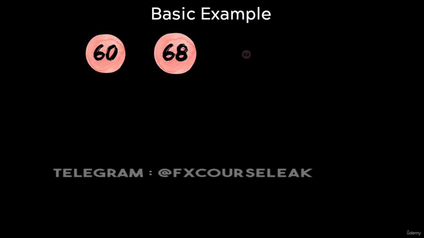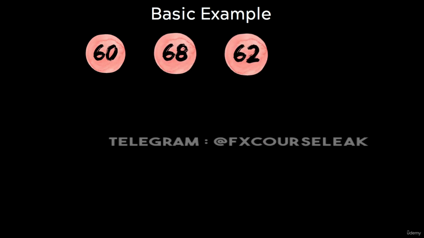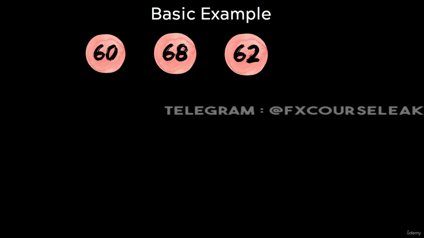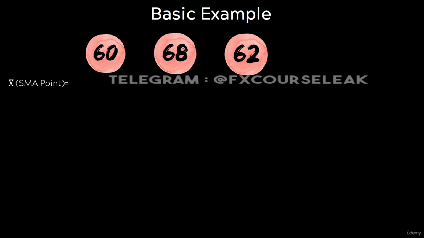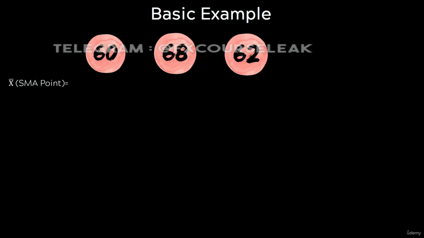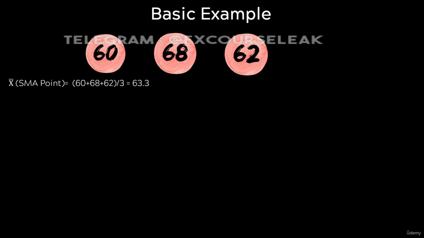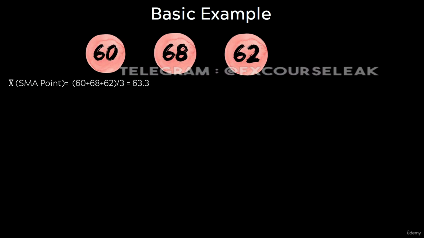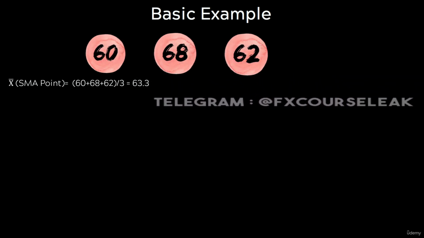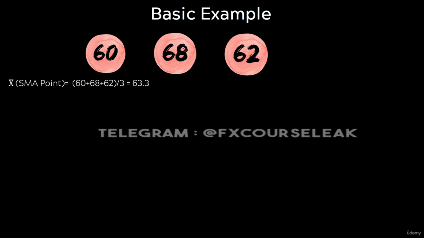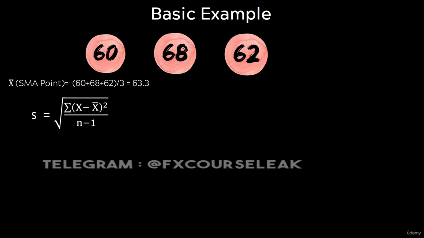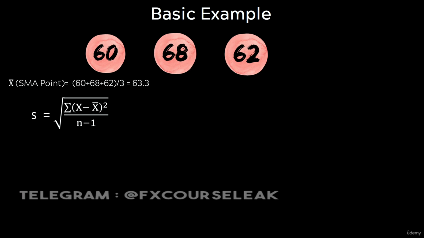Let's take a very simple example to understand Bollinger Band calculation and then we will take a practical example as well. So just imagine that you have three price data points, 60, 68 and 62. Now can you tell me what will be your 3-period simple moving average point or x bar? Well, yes, it will be 60 plus 68 plus 62 divided by 3, which is 63.3. So your sum equals 60 plus 68 plus 62 equals 190. Then your x bar equals 190 divided by 3 equals 63.3. I hope you got this.